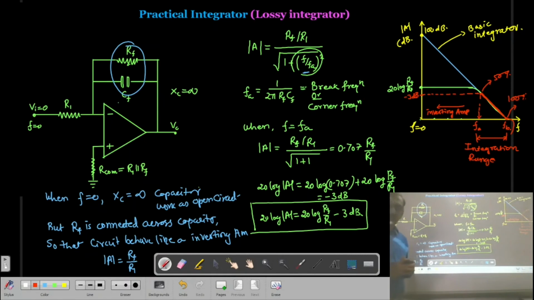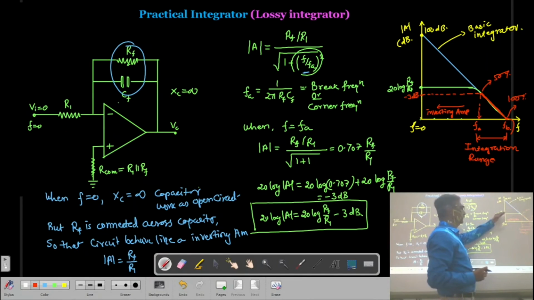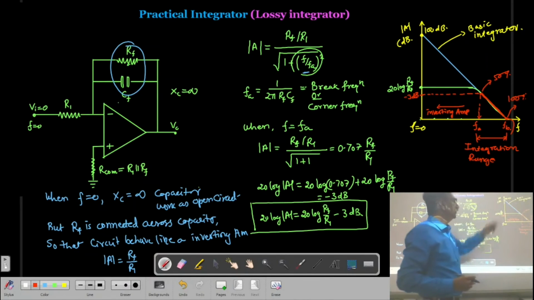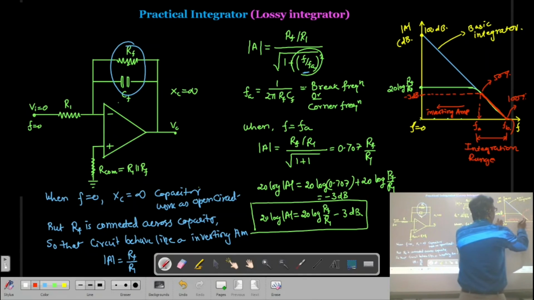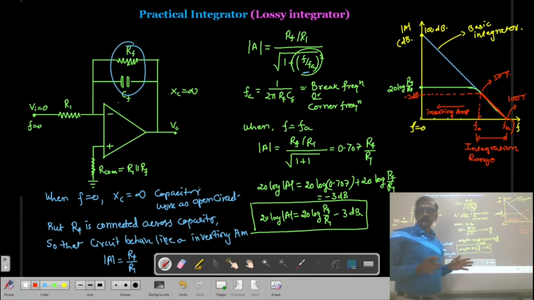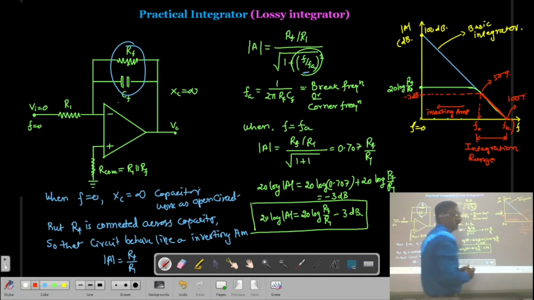So what is the advantage here? The advantage is that when my input frequency is 0, the gain of the amplifier is not infinite, but it is reduced to 20 log Rf by R1. And here you can see the bandwidth is also increased. In the previous case, the bandwidth was very small. Now the bandwidth of the integrator is very large.